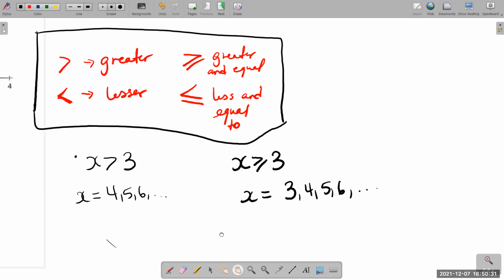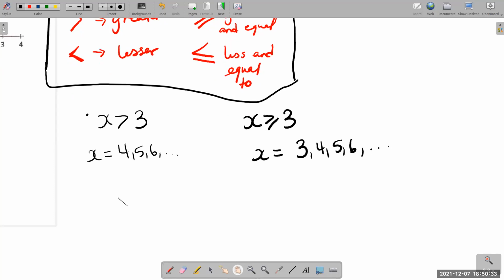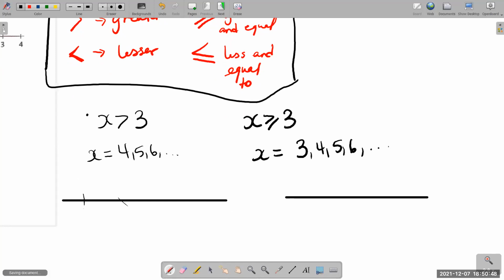Now, this is what I really want to teach y'all: how to represent this information on a graph. When you draw a graph, right, you have your number line. I would say number line, sorry. So I'm going to start off with what? 0.